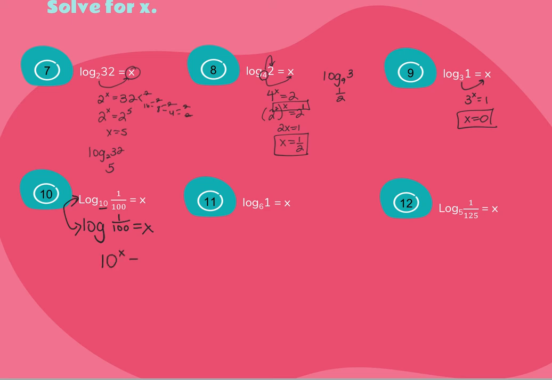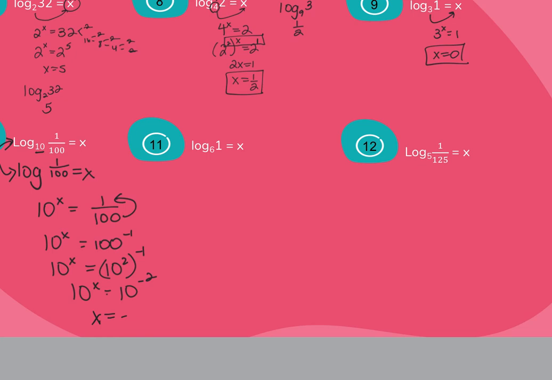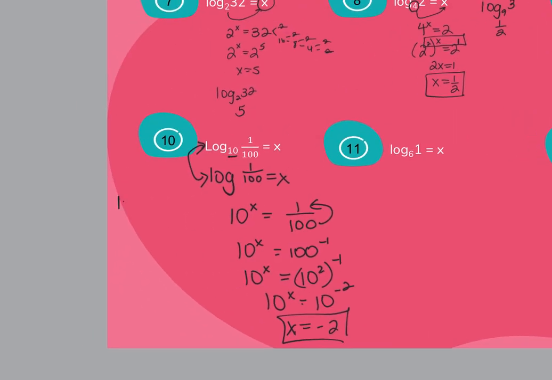So 10 to what power gives you 1 over 100. I could bring the 100 to the top. 10 to the x would equal 100 to the negative 1. Change the base, 10 to the x would equal 10 to the second raised to the negative 1. So 10 to the x would equal 10 to the negative 2, and x would equal negative 2. You can also look at this as, if I had log base 10 of 1 over 100, how do I get from 10 to 100? It's squared. And how do I bring it to the bottom? It's negative. So negative 2 would be the answer.